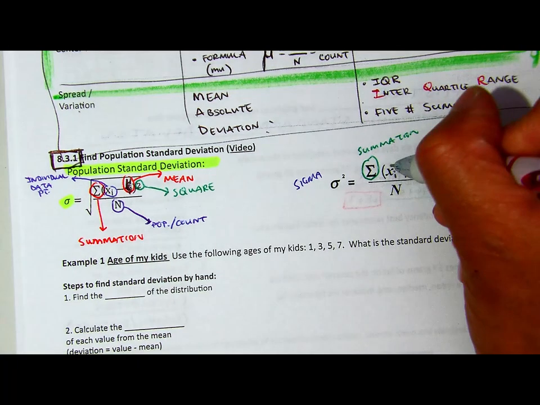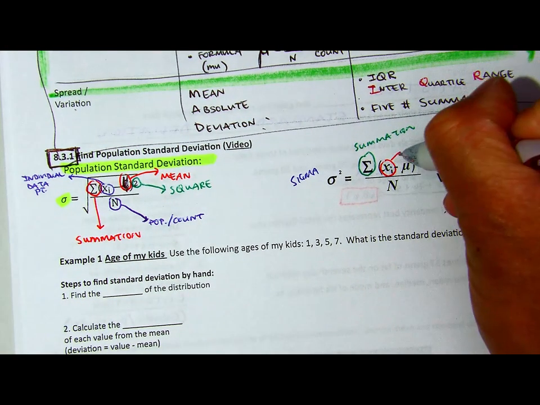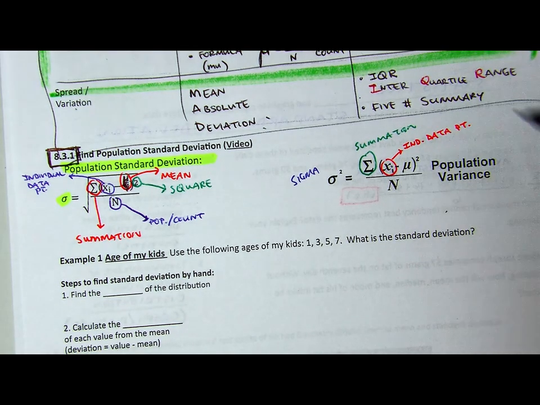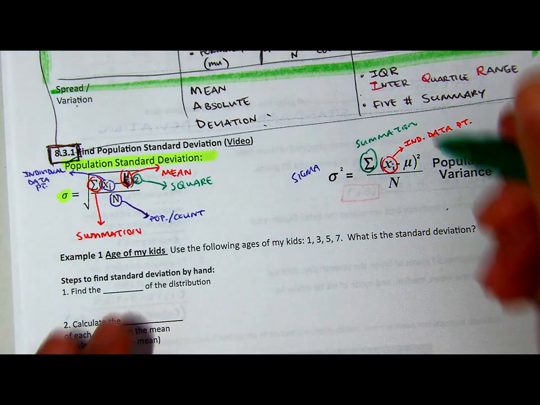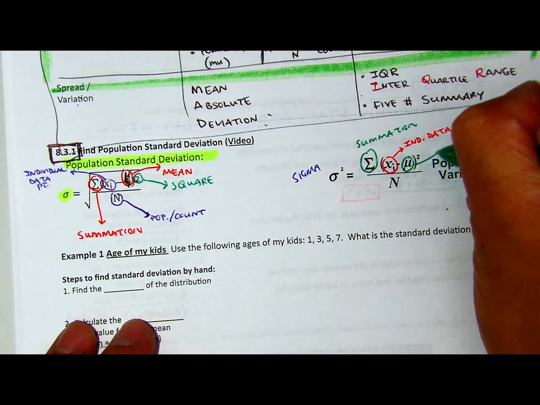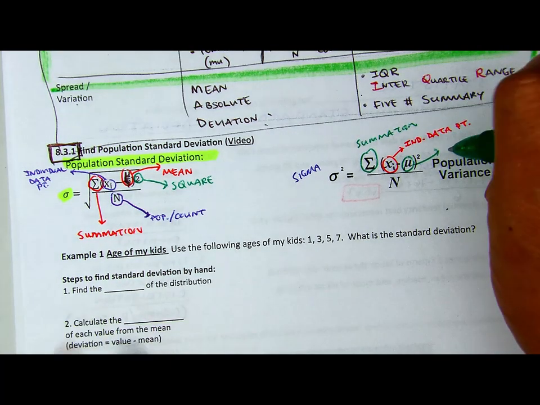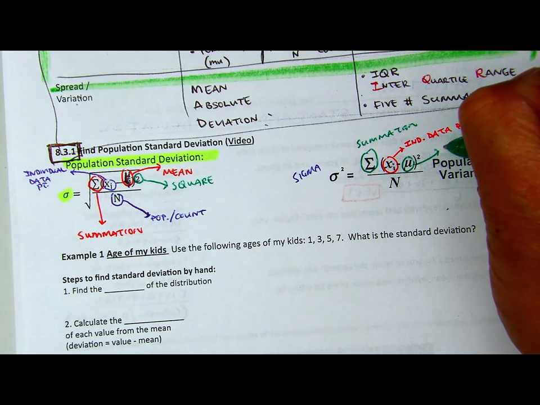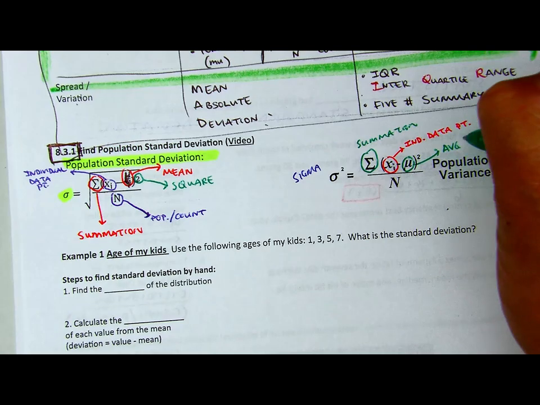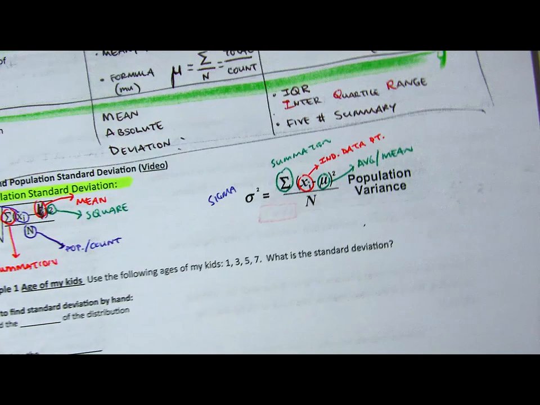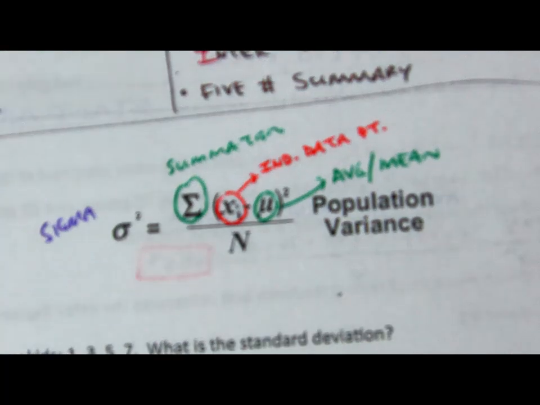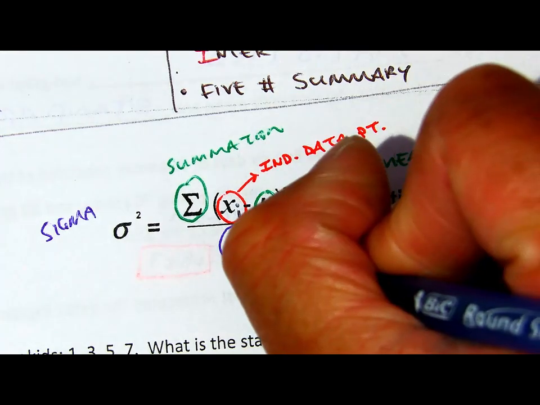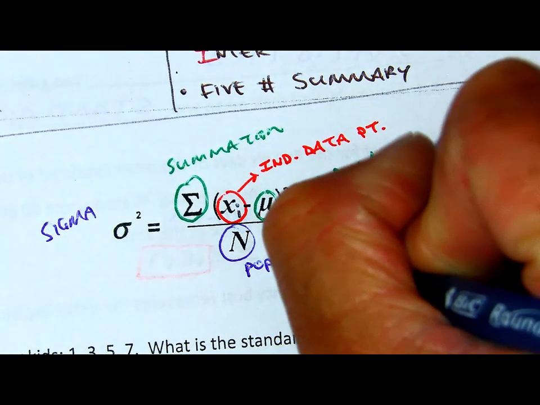Orange chairs, what is this one called? Individual data points. We're going to do an example. Green chairs, what is this one? That is mu, that's what it's called in Greek. That is your average or mean. And red chairs, the last one here at the bottom, this is your what? That is our population or count.